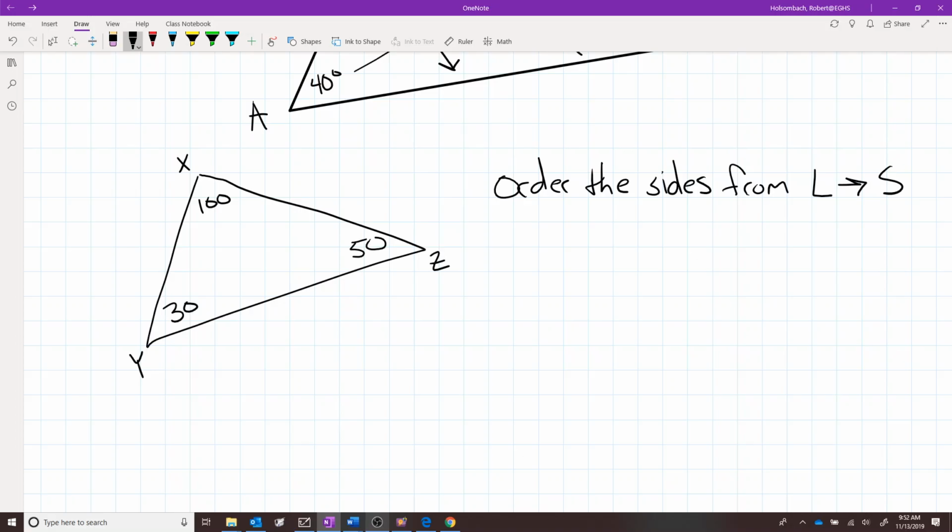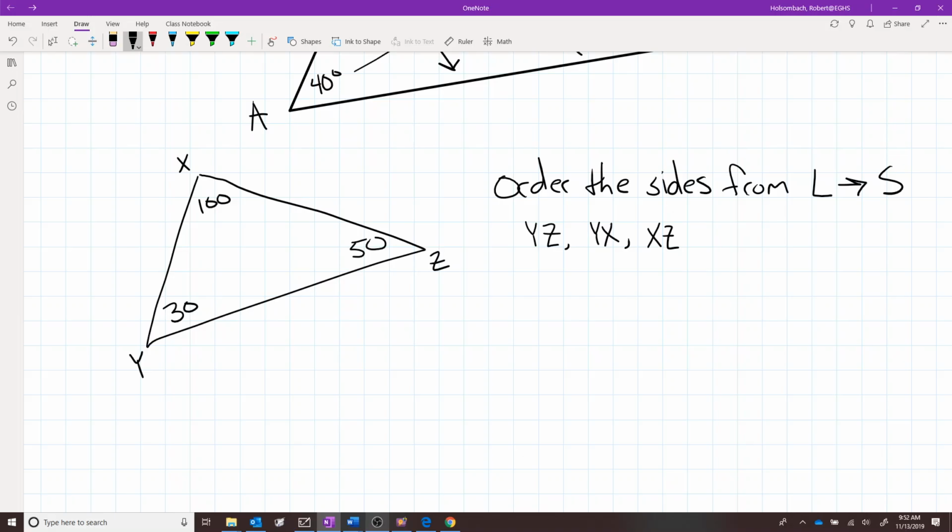So what's the longest side of this triangle going to be? We're going from longest to shortest. Good. Y to Z is the longest. What's the second longest? Y to X. And what's the shortest? X to Z. Good. Does everybody see that?